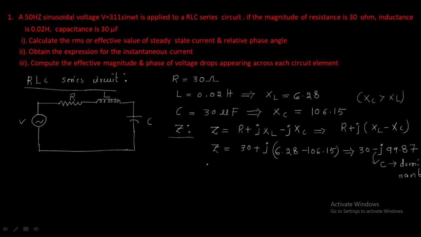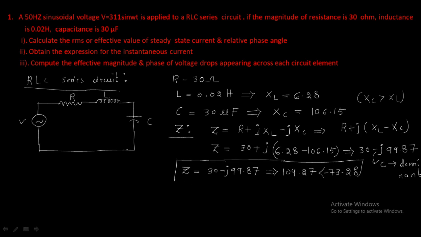Right. This is the j value we can convert. So first write the impedance 30 minus j 99.87, and we can convert it into polar form. By converting to polar form, we will get 104.27 at an angle of minus 73.28 degrees. This is the impedance value simply.